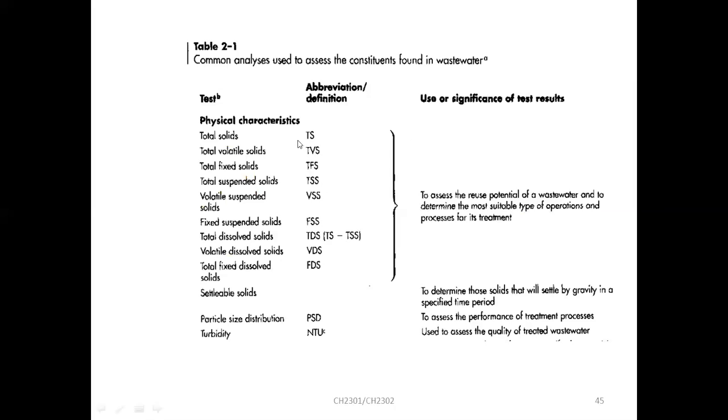So I will discuss this in our next section, physical constituents. So this is about solid content. So let's see. If we use TS, that means total solids. You have to remember these things: total volatile solids, total fixed solids, total suspended solids. Likewise, there are some characteristics. We'll see this in the next lecture.